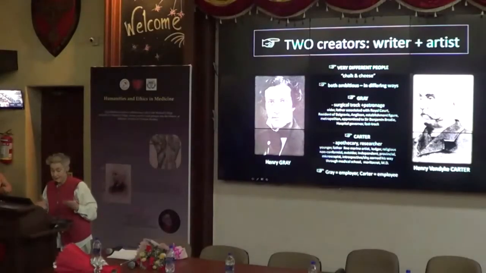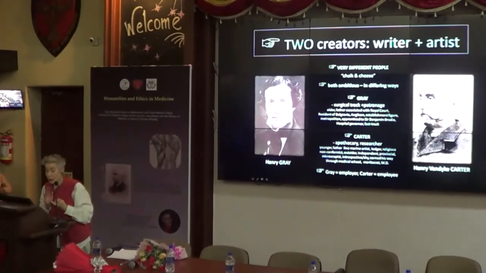Now these two men, Henry Gray and Carter, are quite different people. As we say in England, chalk and cheese. I don't know what you would say here, but chalk and cheese. They were both ambitious, but in quite different ways. Gray was on the surgical track, and he had patronage. He had the patronage of Sir Benjamin Brodie, who ended up President of the Royal College of Surgeons and President of the General Medical Council in England. So he was a big fish, and he was Gray's mentor.